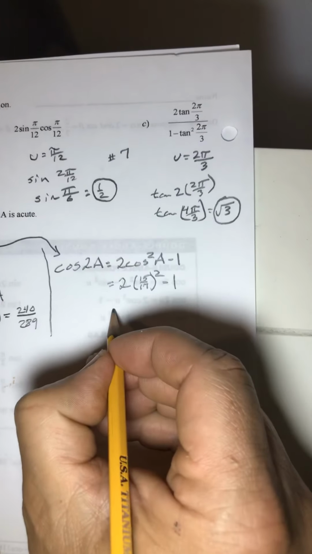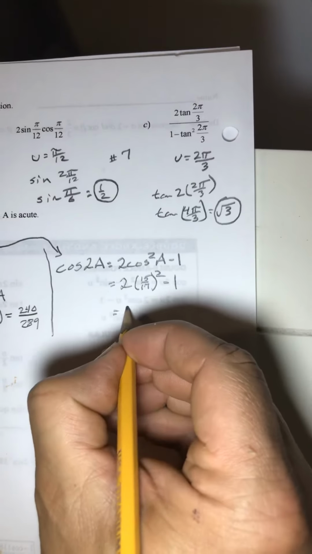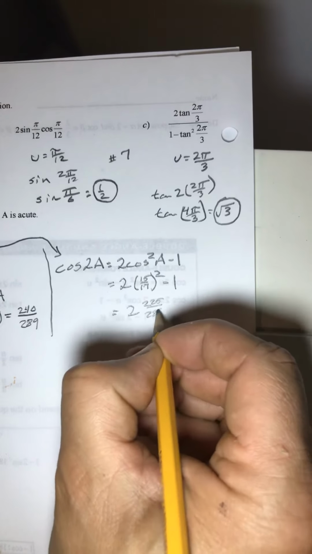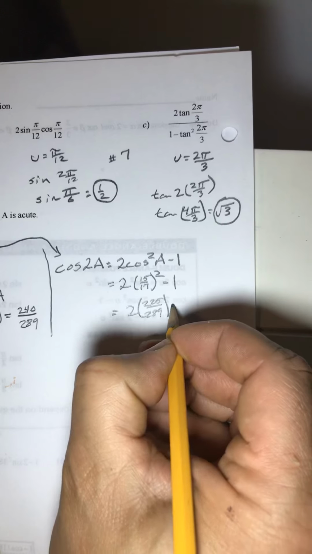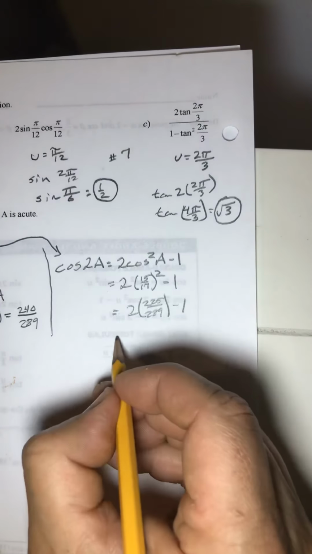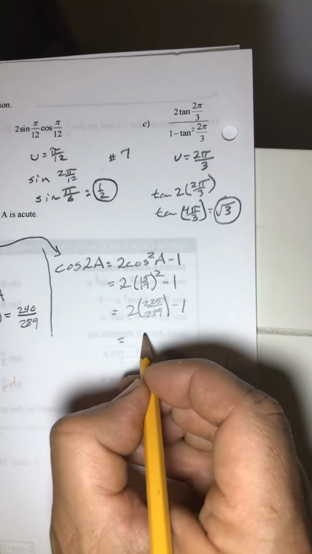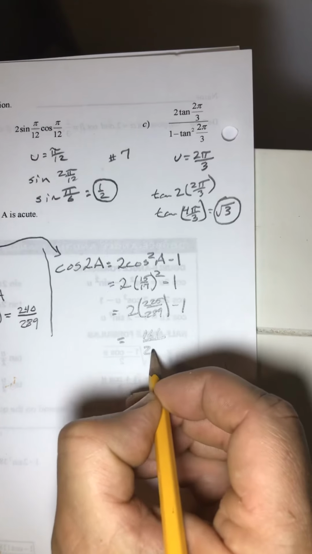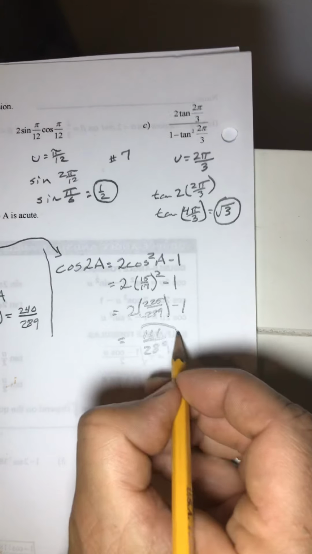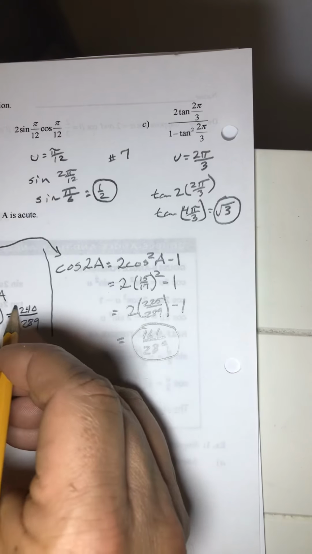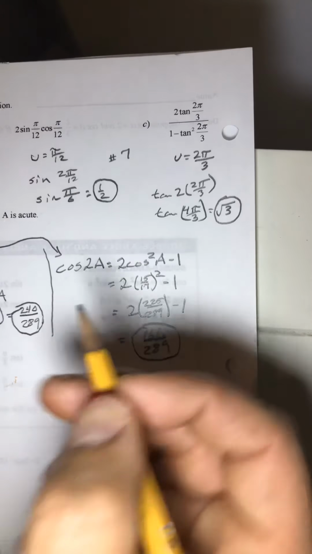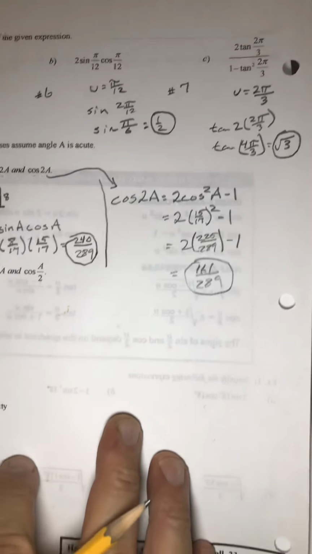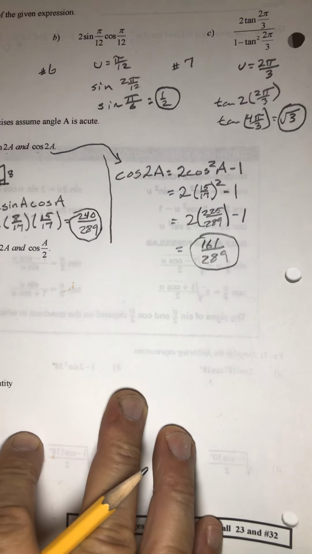All right, so that's 2 times 225 over 289. Subtract 1. Very carefully, I believe this will lead us to 161 over 289. So just handling some fractions, and we get our answers. Is that visible? There we go.